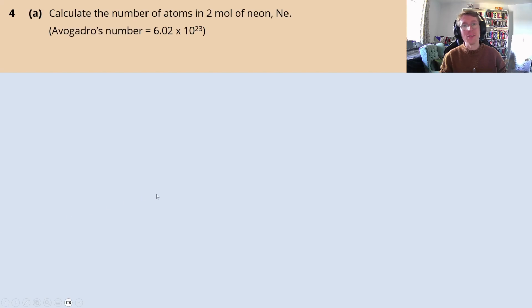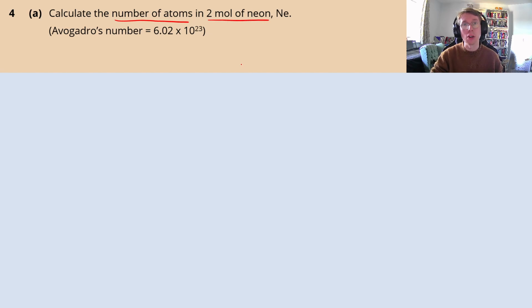So I mentioned in the video for question 3 about this number, Avogadro's number, and it's really, really useful because of the way that it links to moles. It is the key to linking number of particles with the mass of a substance. Okay. Now we are asked in this question to calculate the number of atoms in 2 moles of neon.